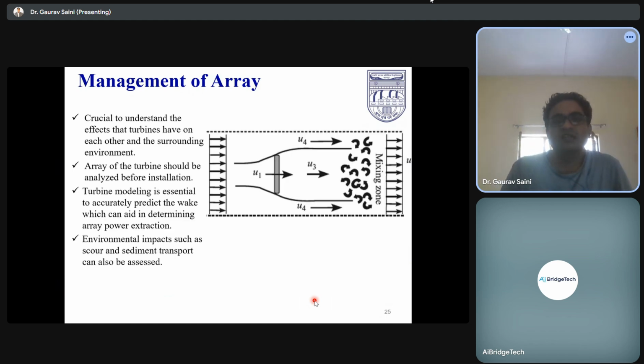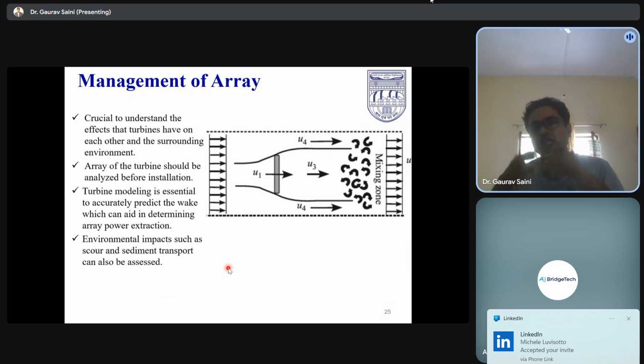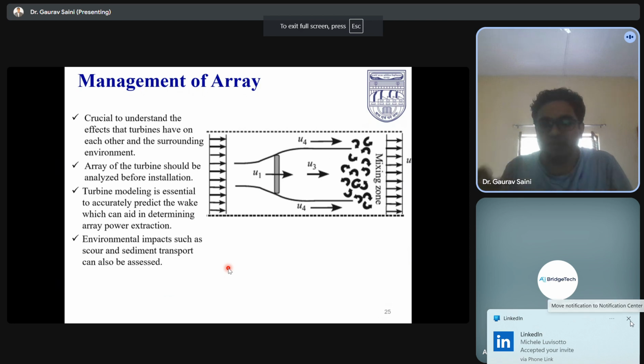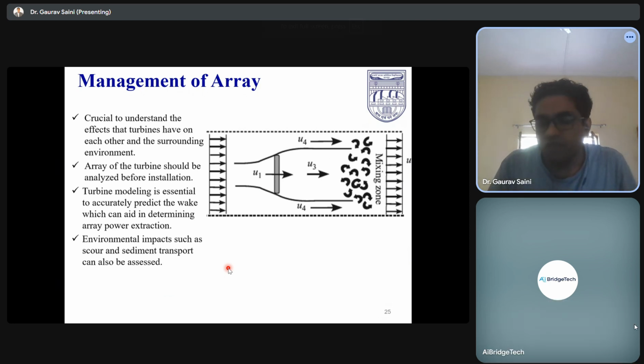There are certain velocities: U1 is the initial velocity, U3 is just downstream, and U4 is the side velocity. That is the mixed zone. Environmental impacts such as scour and sediment transport can also be assessed, because of the mixing of the water, there may be mixing of some silt, and some scouring of the bed may also take place. So this is also something we need to manage.